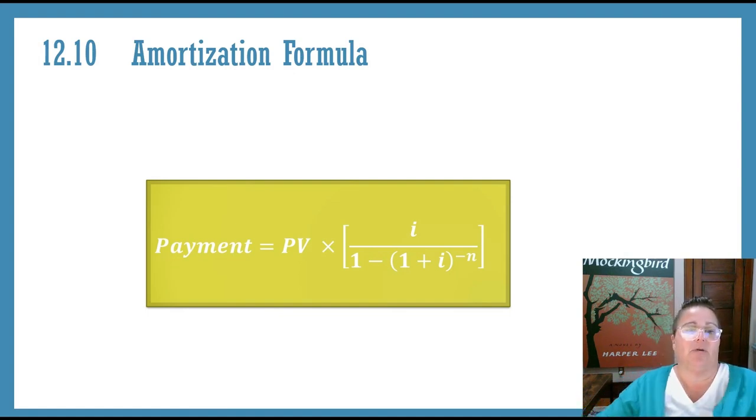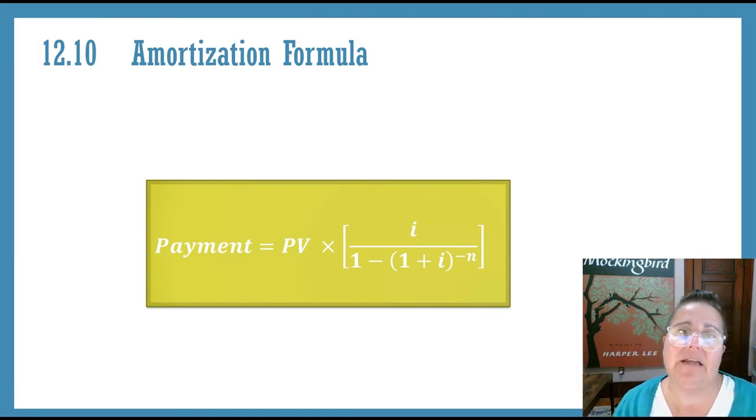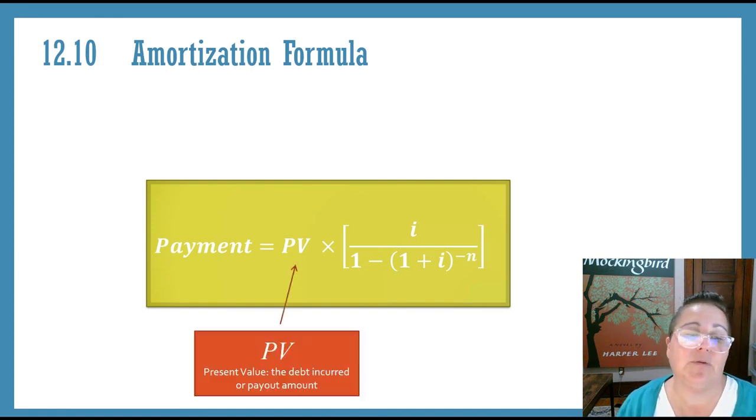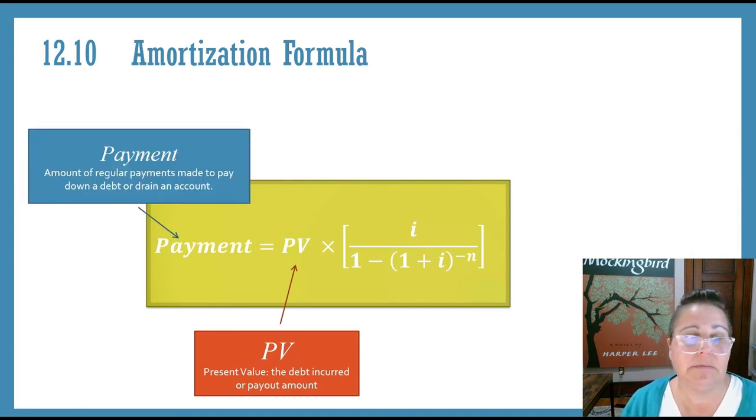So the amortization formula uses the present value and multiplies it again by that brick. That brick this time is I divided by the entire denominator, 1 minus 1 plus I to the negative nth. So again, the PV stands for the present value. This is the debt incurred or the amount you have to take for the payout. The payment will be the regular payments made to pay down a debt, or in some cases to drain an account, a scholarship, a lottery winning, etc.